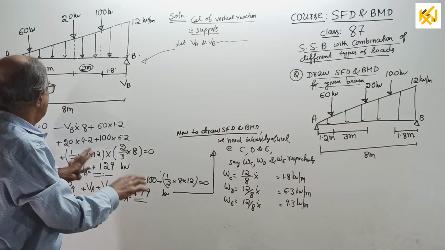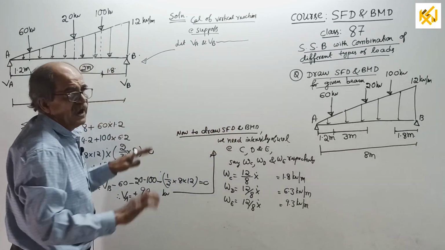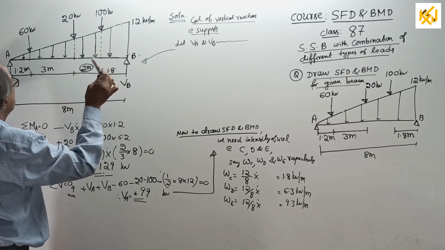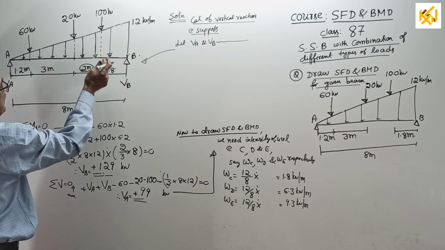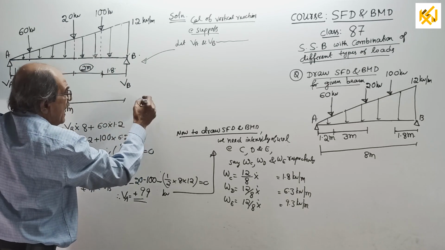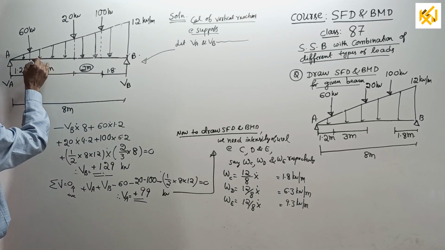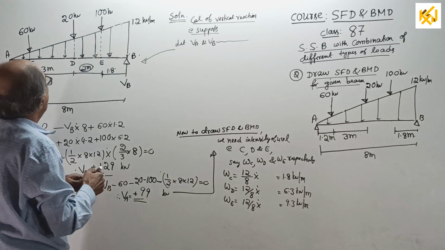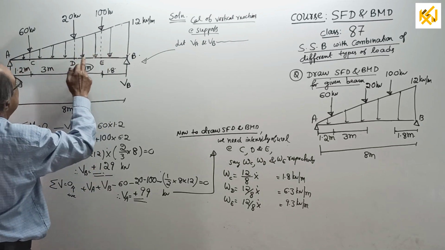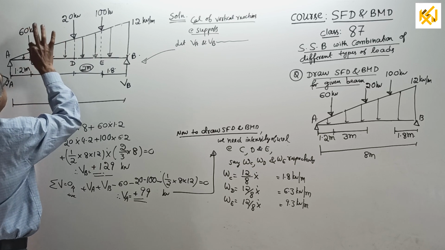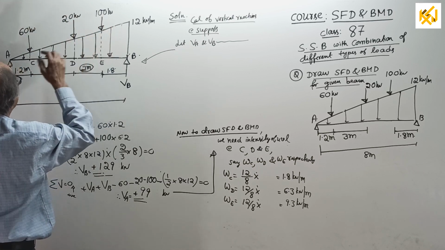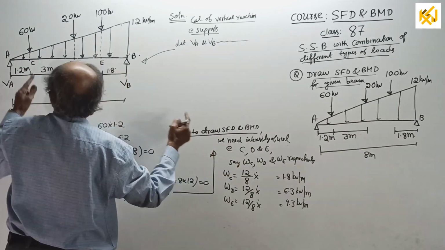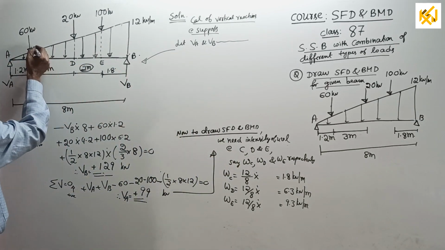Okay, now to draw SFD and BMD. See, A and B are end points, standard points. There are 3 more standard points here. You write here, go back and mark the points, say C, D and E. Now to find SF and BM at all these points, you require the intensity here, intensity here, intensity here. Therefore, right here, we need the intensity of UVL at C, D and E.